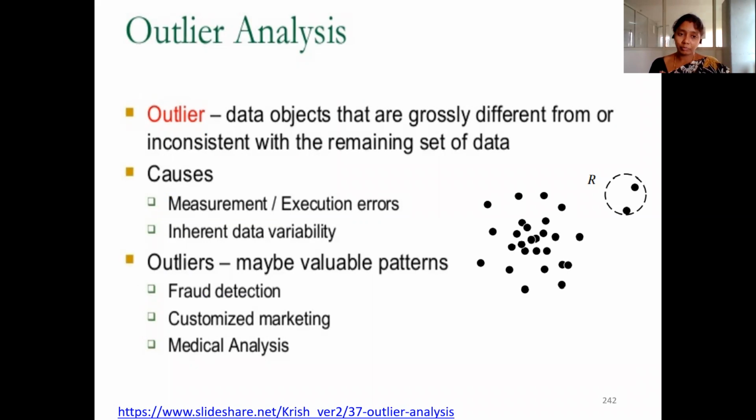Outliers may be because of execution errors or some measurement problem, or sometimes they may be inherently present in the dataset. Sometimes these outliers may be helpful, and applications of outlier analysis are fraud detection, customized marketing, medical analysis, etc. In the last class, we have seen how outlier analysis can be helpful in fraud detection and medical analysis.